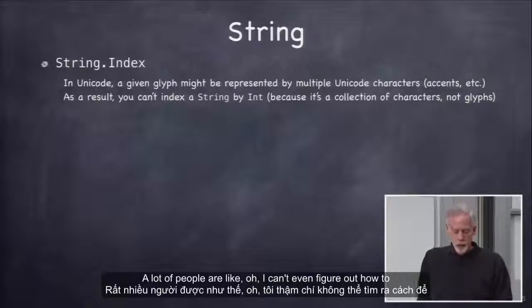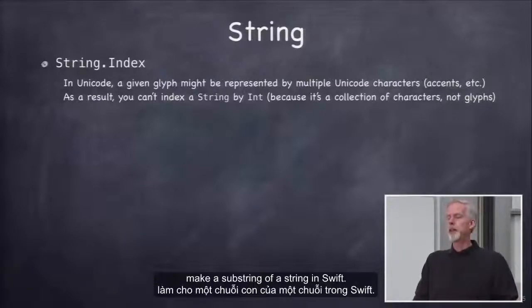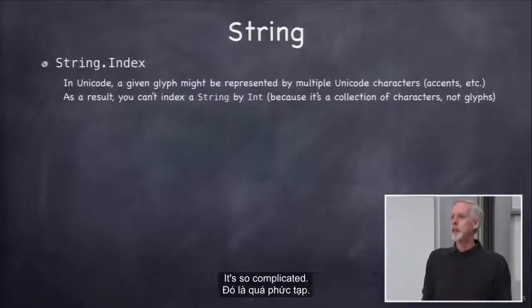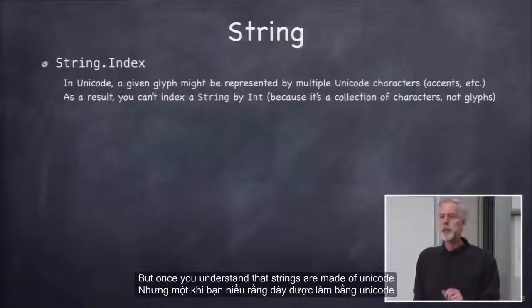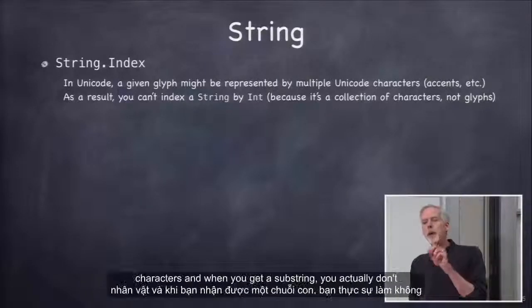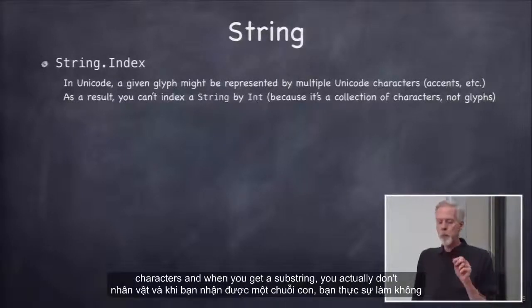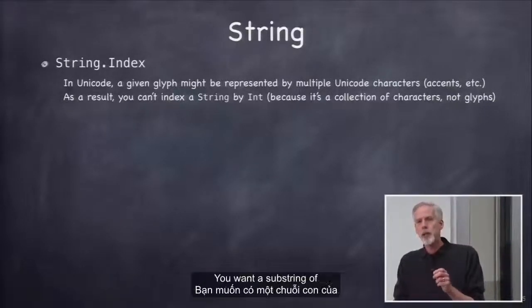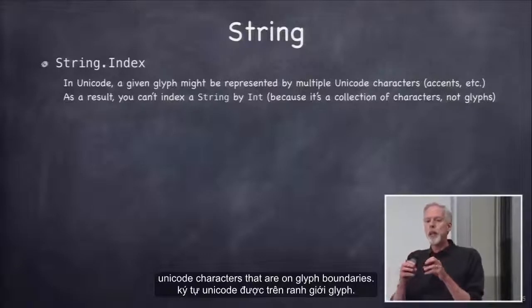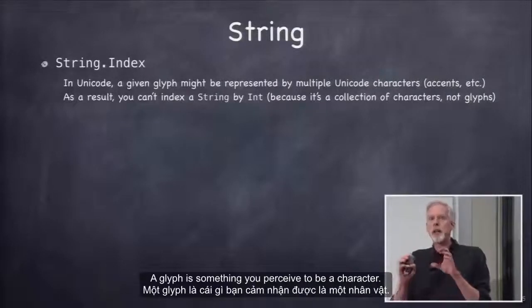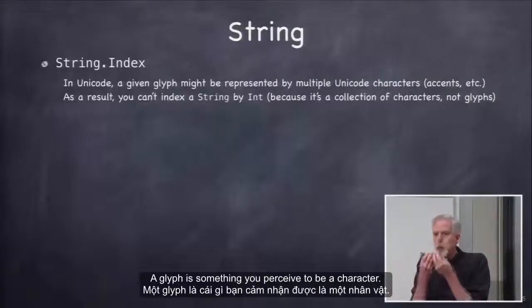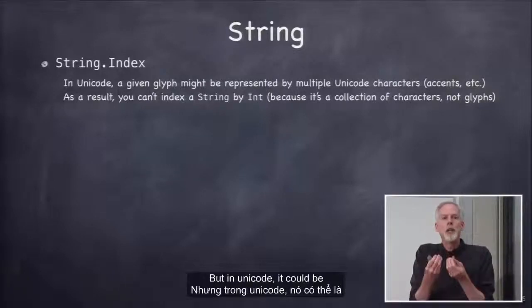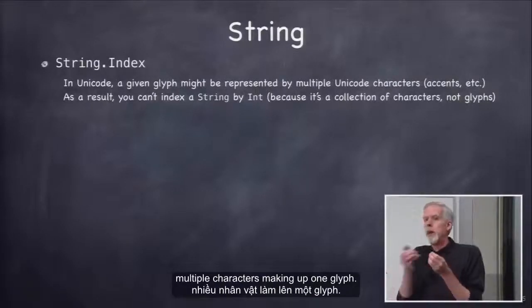A lot of people are like, oh, I can't even figure out how to make a substring of a string in Swift. It's so complicated. But once you understand that strings are made of Unicode characters, and when you get a substring, you actually don't want a substring of Unicode characters. You want a substring of Unicode characters that are on glyph boundaries. A glyph is something you perceive to be a character. But in Unicode, it could be multiple characters making up one glyph.